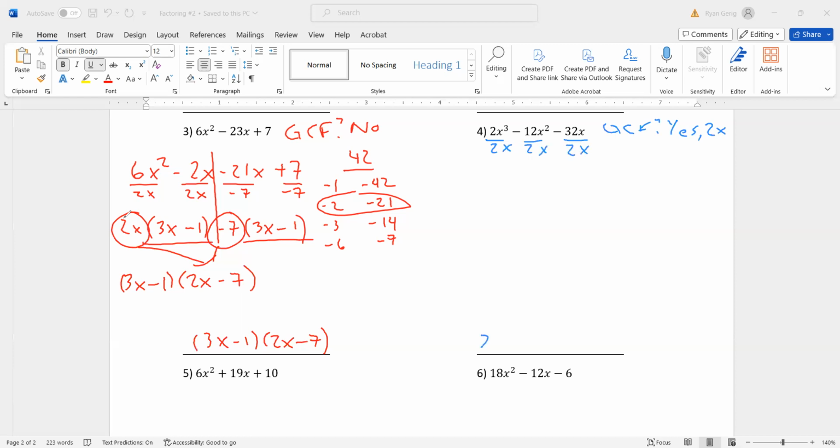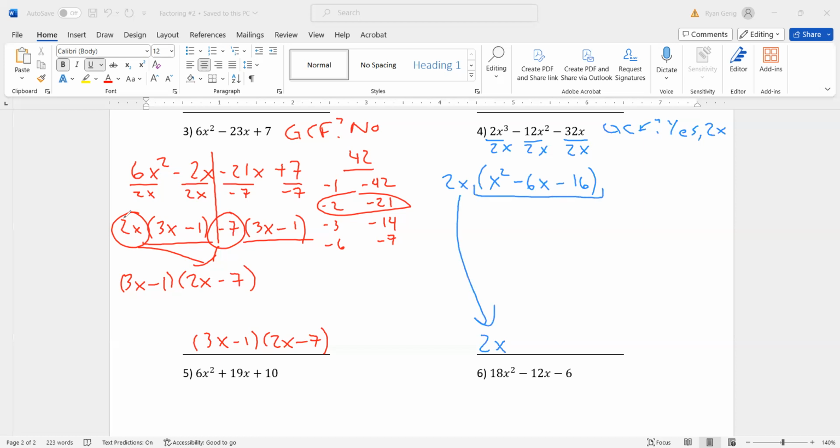And I'm going to make sure I put that GCF down here because I can't forget it in my answer. 2x to the third divided by 2x makes x squared. Negative 12 divided by 2 is negative 6. X squared divided by x is just x. Negative 32 divided by 2 is negative 16. X divided by x is canceled. I already accounted for the 2x down here, so now my focus is just what's in here.